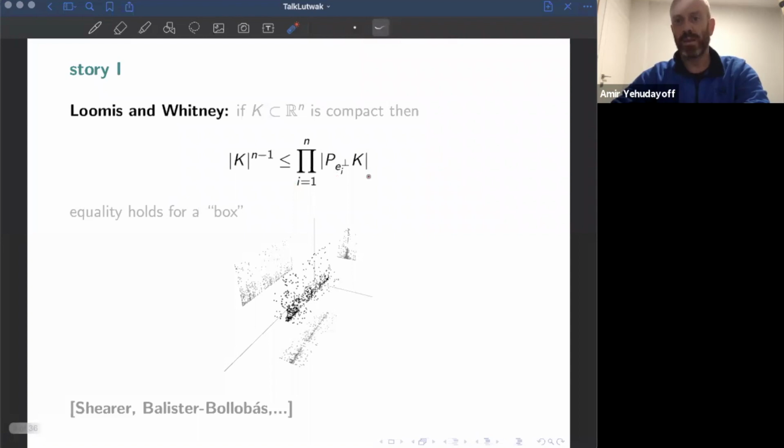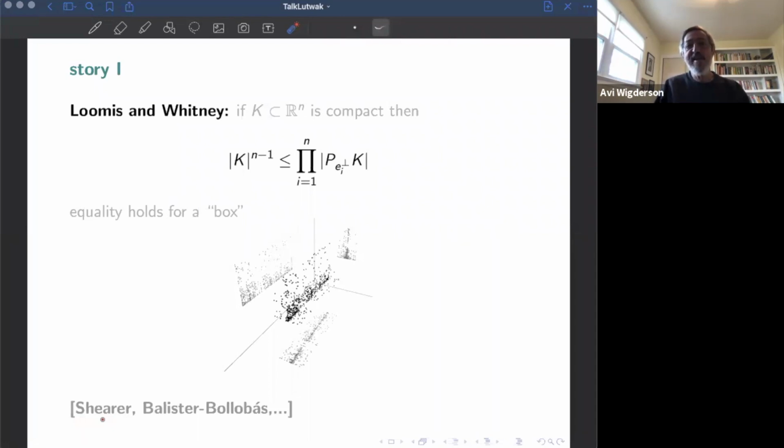So the statement is that we can project the body in n ways to the n central hyperplanes that are perpendicular to the standard basis. And the statement is that if all these projections are small, then the volume of the body is not large. So if we know that all the projections are small, then the body is also small. And this inequality is an equality if the body is a box, something like this. This is the Cartesian product of three sets. So this is the Loomis-Whitney inequality, and there are many generalizations of it using information.